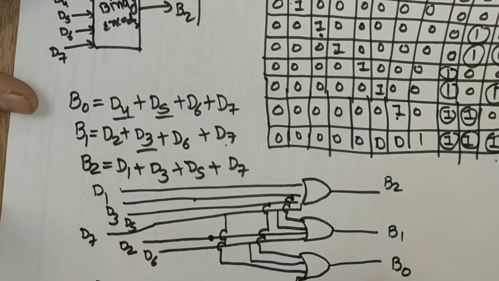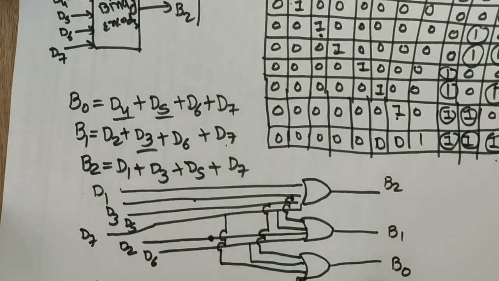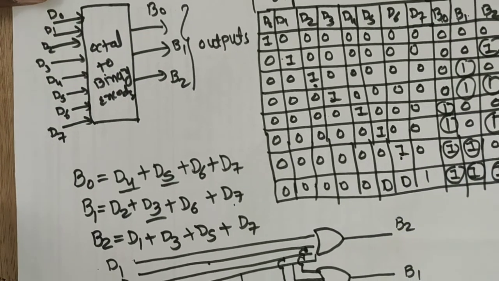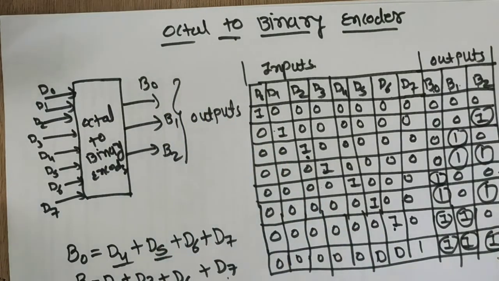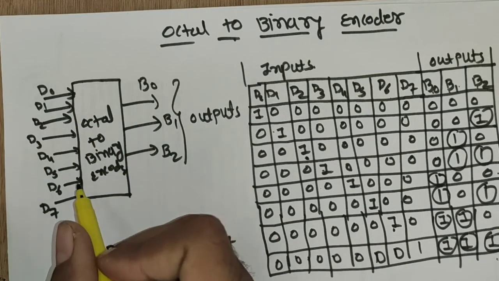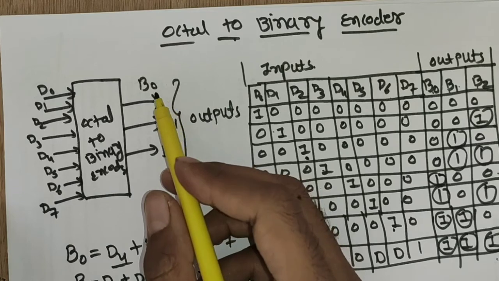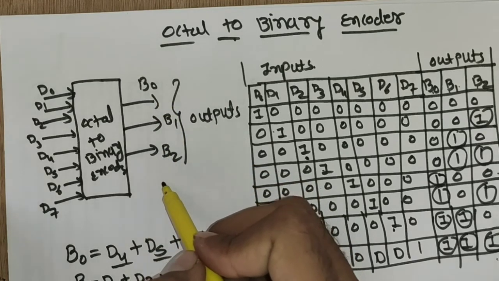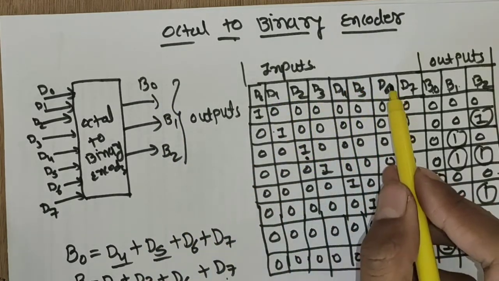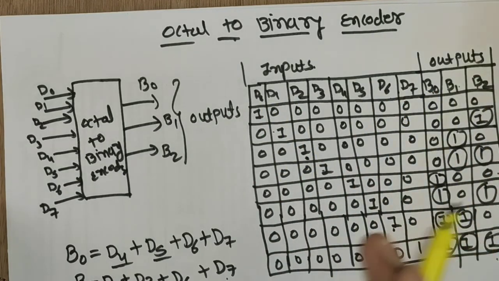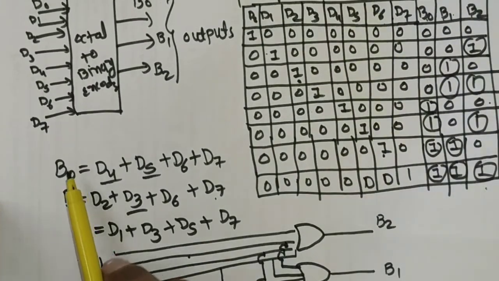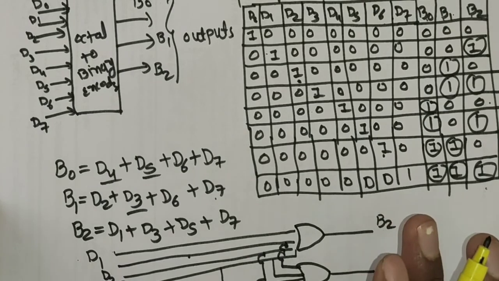In a similar way, we can design the hexadecimal to binary encoder. Hexadecimal can be represented with 16 bits, so we are considering 2 raised to 4. So we can apply 16 different inputs, D0 to D15, and we are considering 4 outputs, B0, B1, B2 and B3. And we are getting 4 equations, B0, B1, B2 and B3, and according to those equations, we can design the circuit diagram of the hexadecimal to binary encoder.